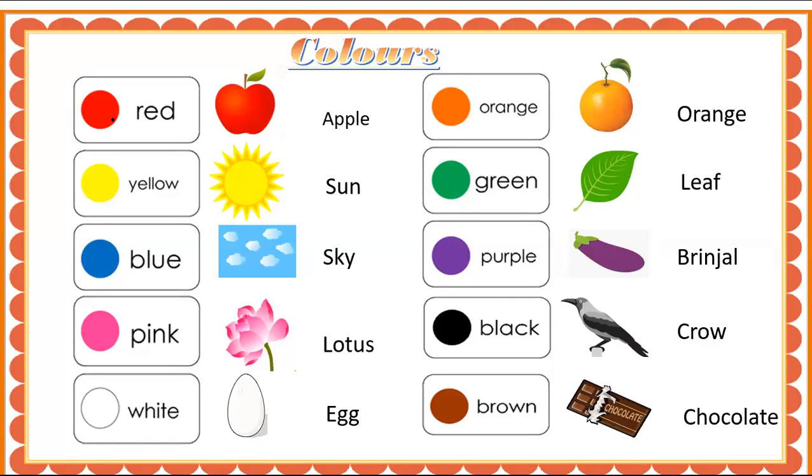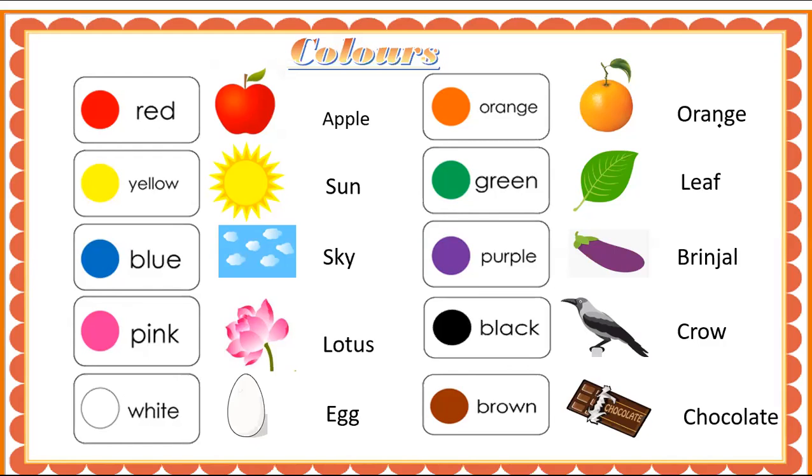So, first color is red. An apple is in red color. Second is yellow. Usually sun is in yellow color. Blue, B-L-U-E, blue. What color is the sky? Sky is in blue color. Pink, P-I-N-K, pink. Lotus is in pink color. Next, white, W-H-I-T-E, white. An egg is in white color.